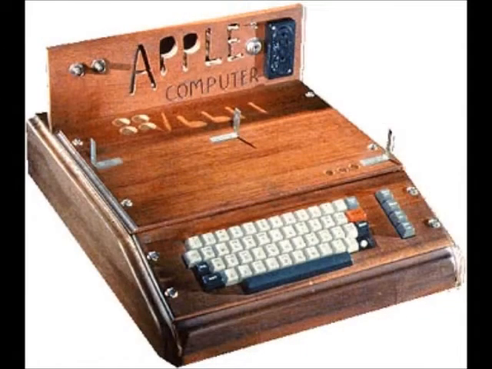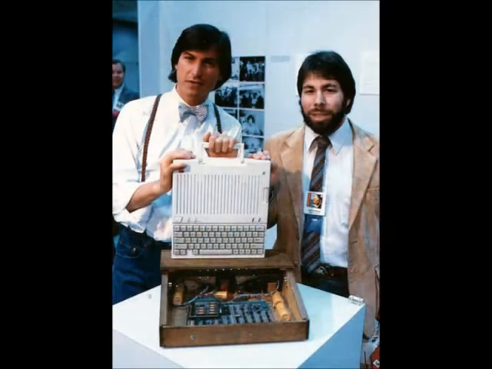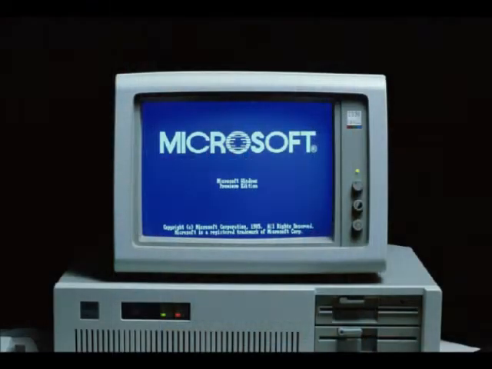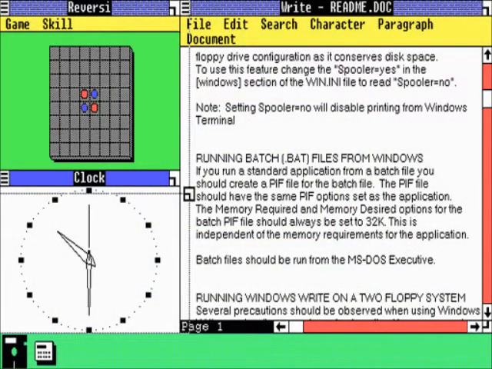And who could forget Apple and their first computer, the Apple I in 1976, or the introduction of one of the most well-known computer operating systems, Microsoft Windows, which was released in 1985.